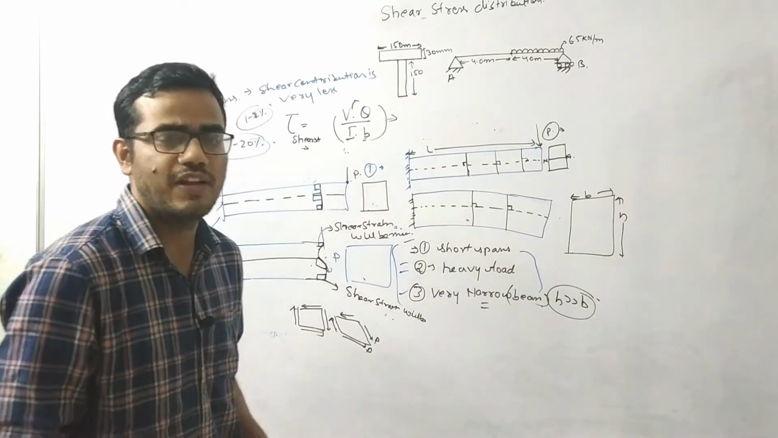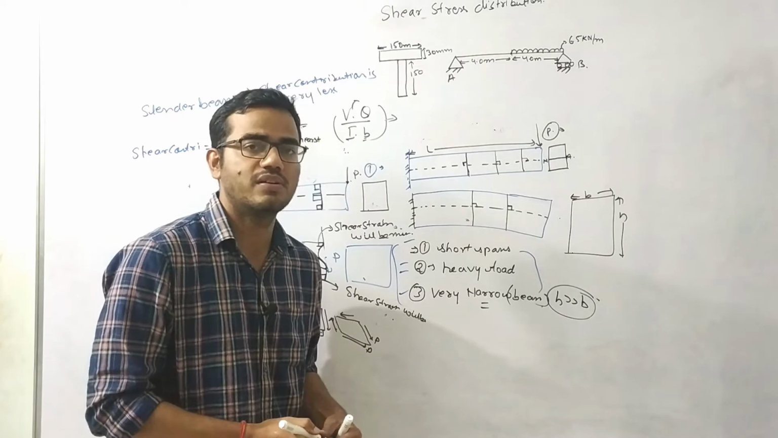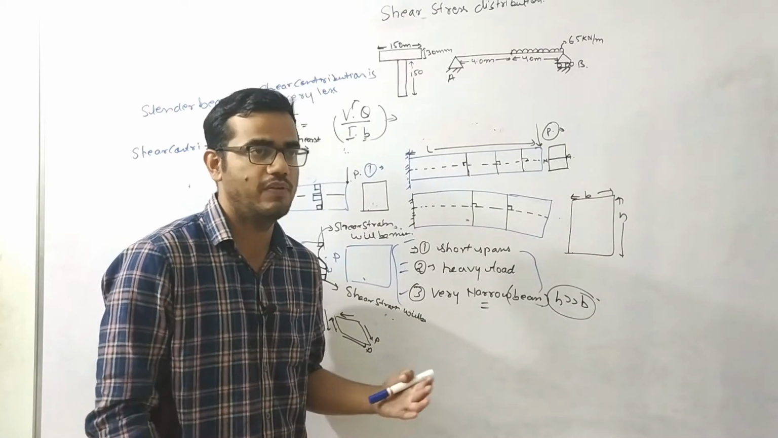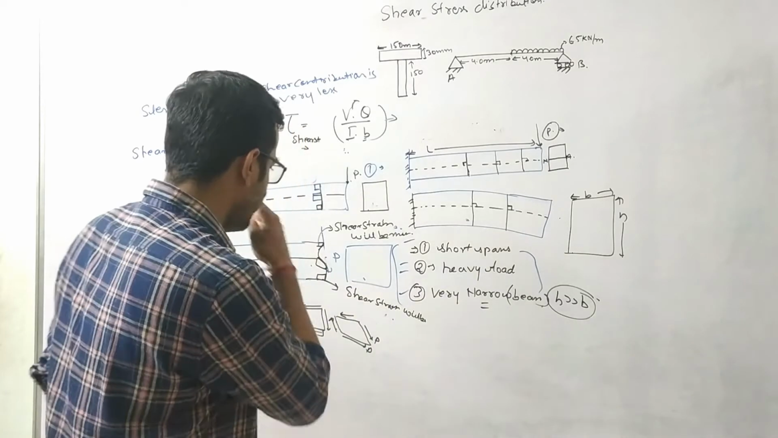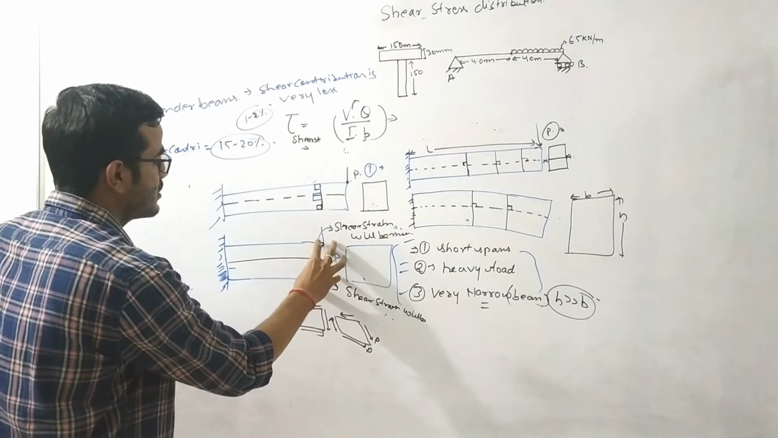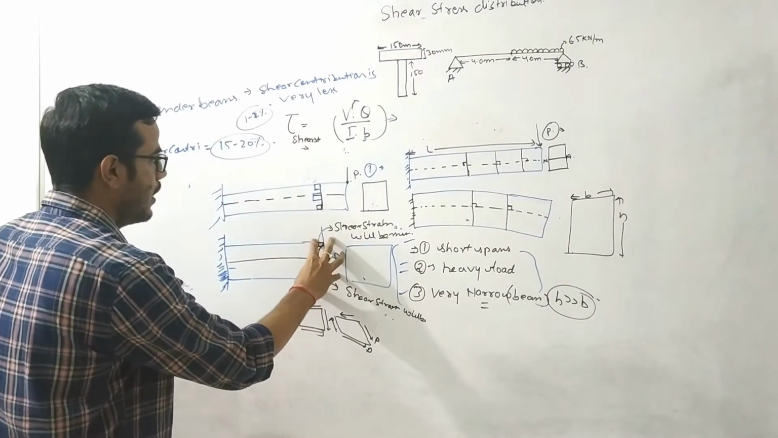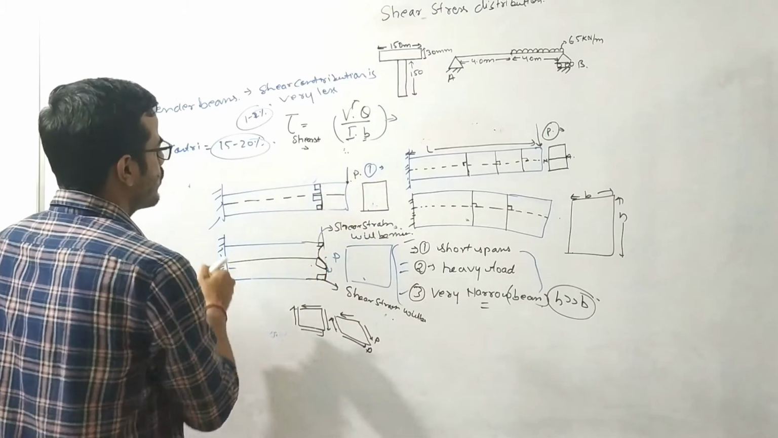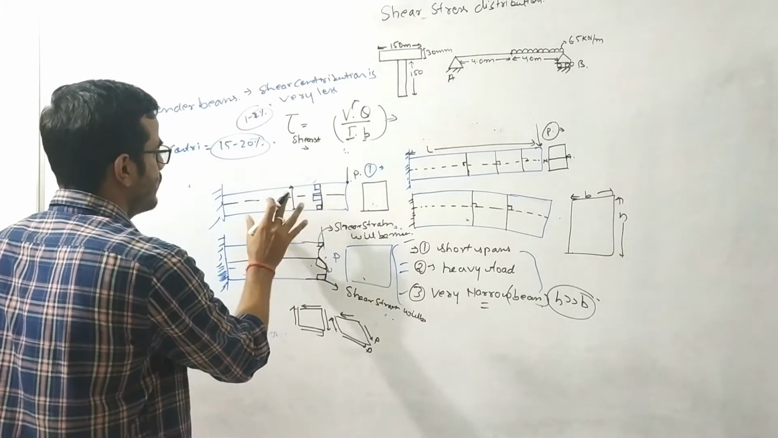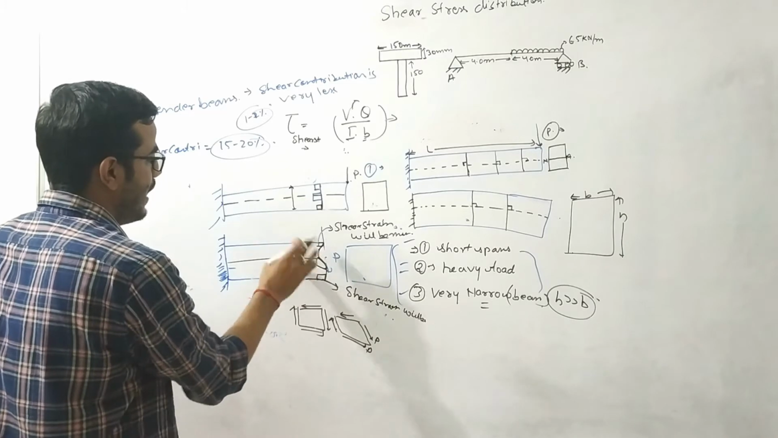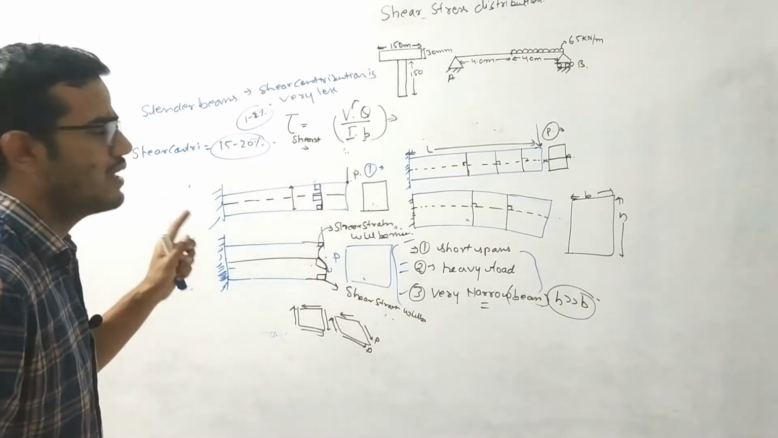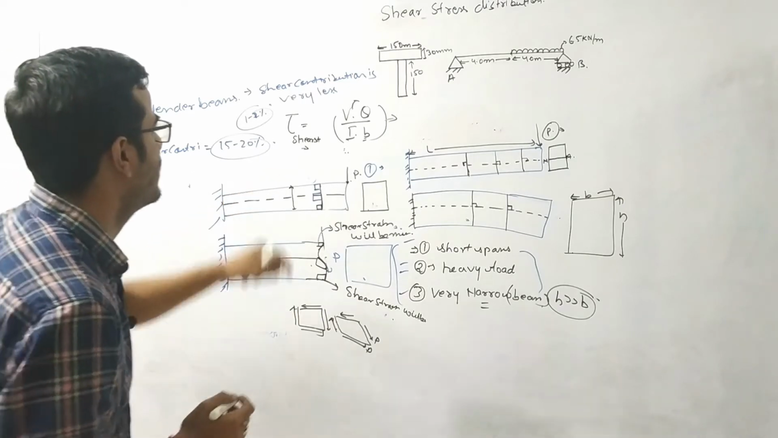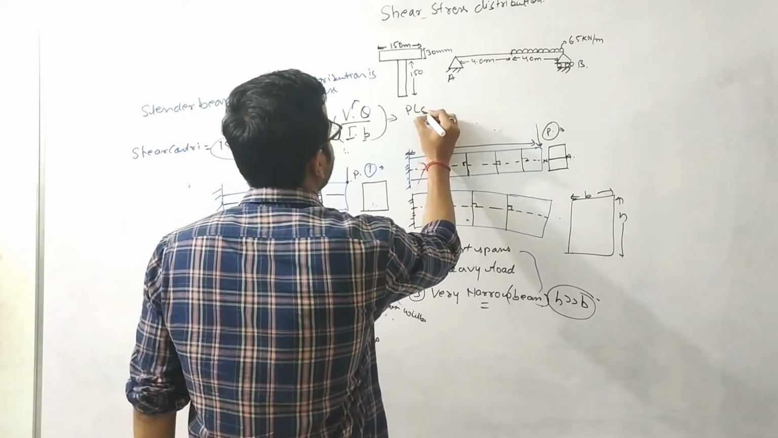And while calculating the deflection stresses, I have assumed one major assumption: that plane sections remain plane before bending and after bending. But when the shear deformation is more, then you can see that the cross section can warp over here. At every location it will warp because the shear force is the same, so it will have the same effect all over the beam.